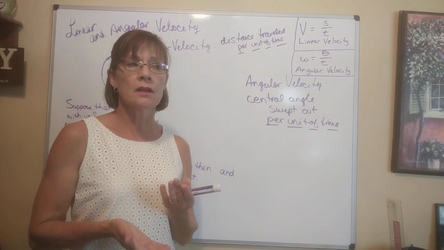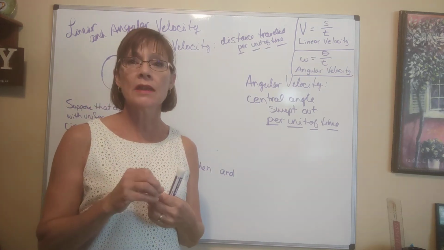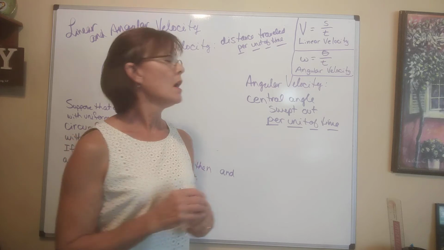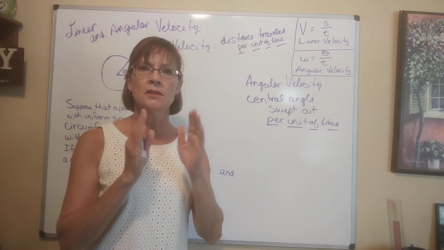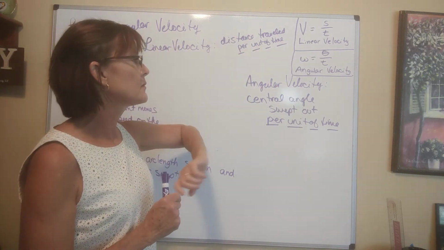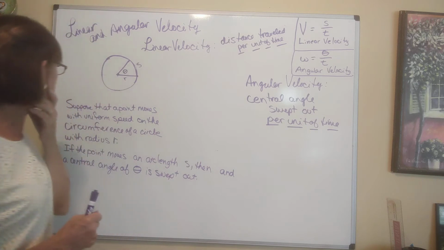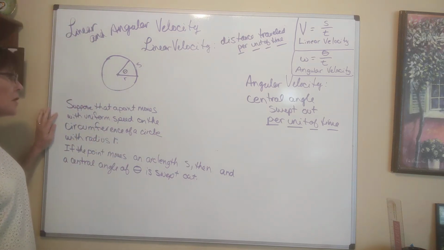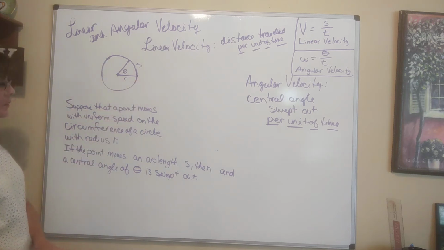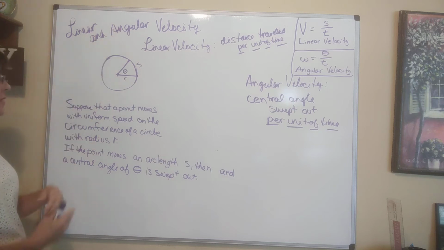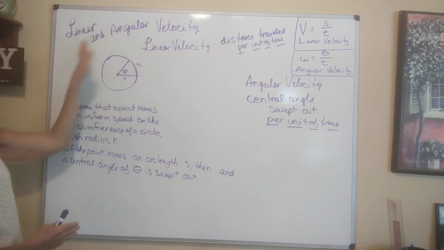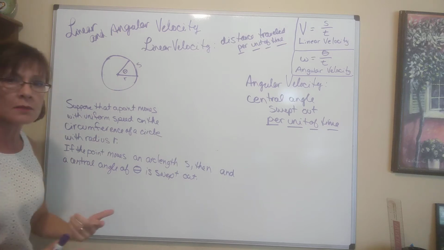Now, both of these formulas have to be in radians in order to use them. So your calculator needs to be in radians when you're talking about this angle. They're not cooked up for degrees. It's just that people have decided to use radians for this, so these always must be in radians. Suppose that a point is moving with uniform speed on the circumference of a circle with radius r. If the point moves an arc length s, then a central angle of theta is swept out. This is the visual we'll be using throughout these problems.